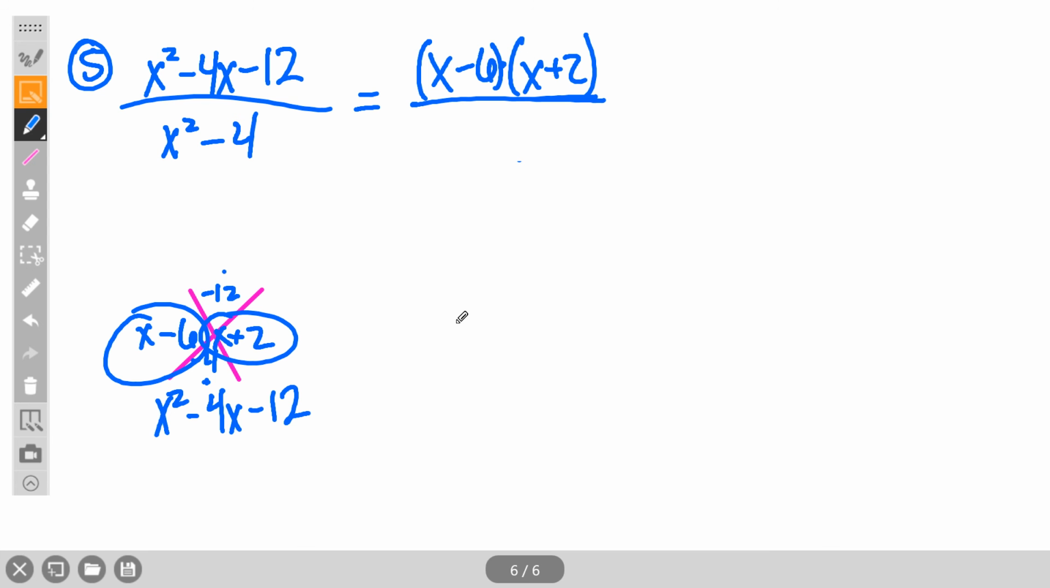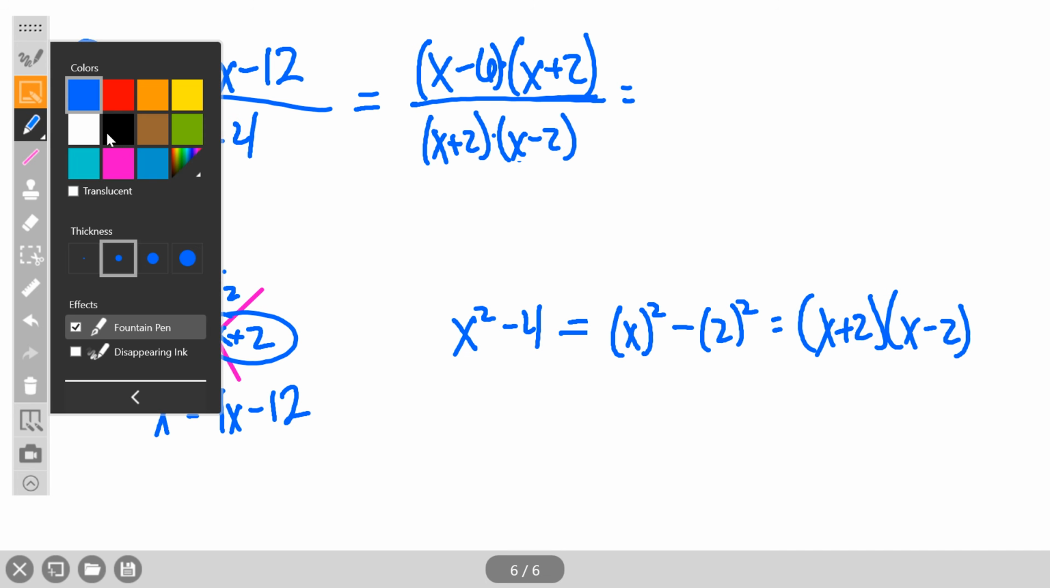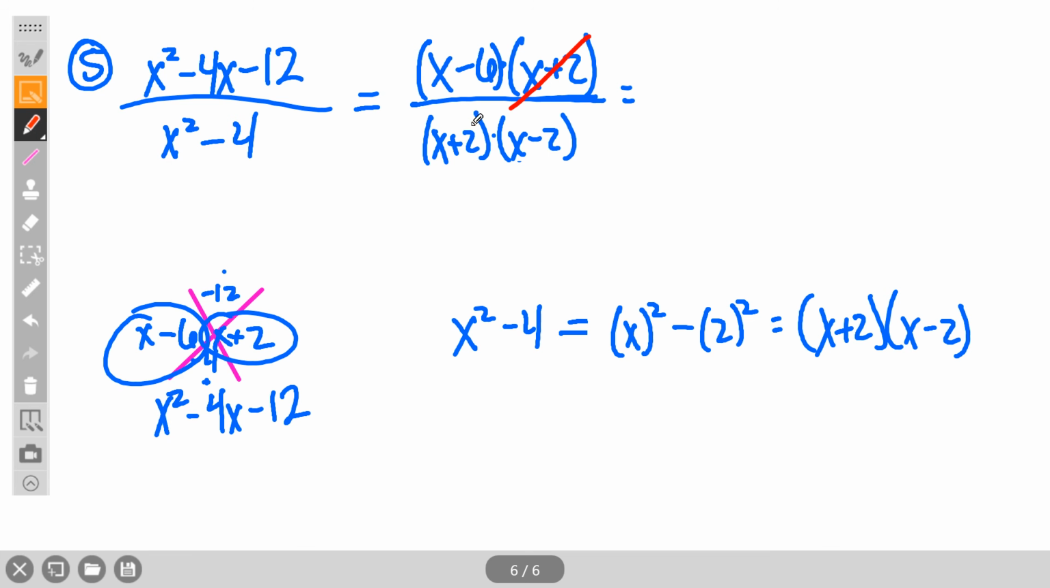Now the bottom here, x squared minus 4, that's a special factorization. That's a difference of two squares. That's x to the second power minus 2 to the second power. So it factors into x plus 2 and x minus 2. As we can see, they have a factor in common. They both have x plus 2 in common in the numerator and denominator, so those can cancel. And we're left with x minus 6 over x minus 2.